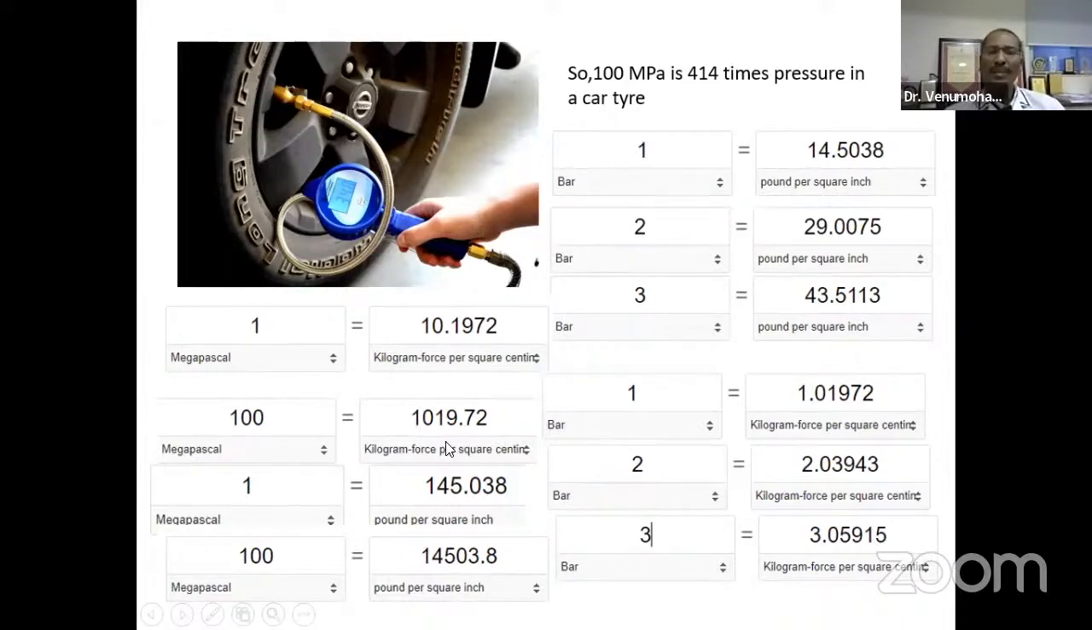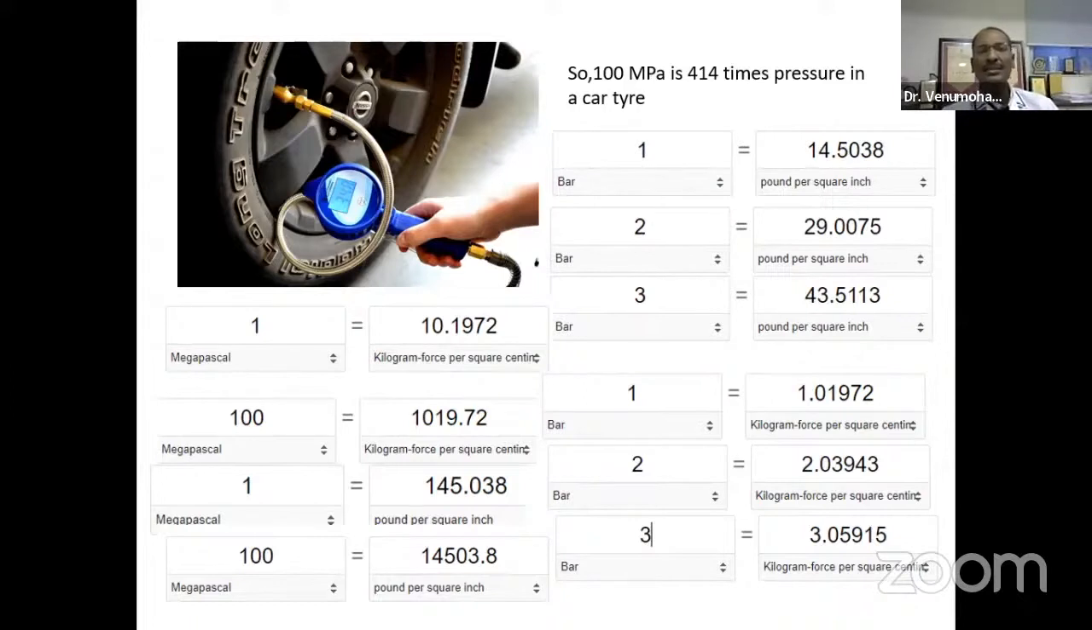But okay, just to compare, I'm comparing it with the pressure of a car tire. Everybody knows the car tire pressure. So 100 megapascal is 414 times more pressure than that in the car tire. So here I'm just trying to say how much force a shock wave carries with it.